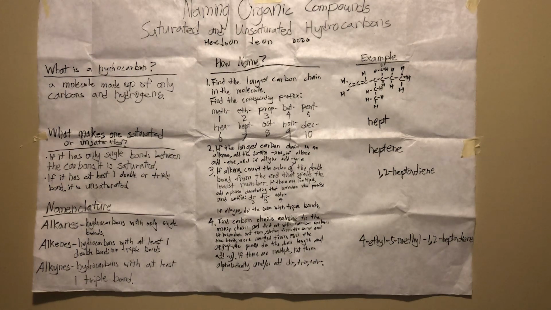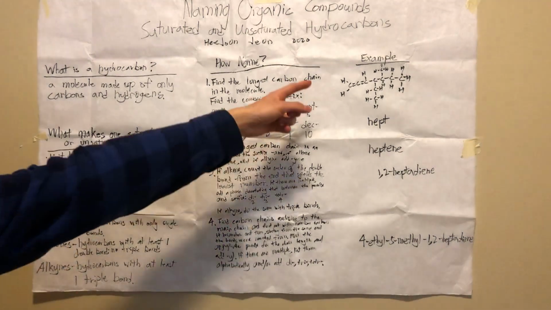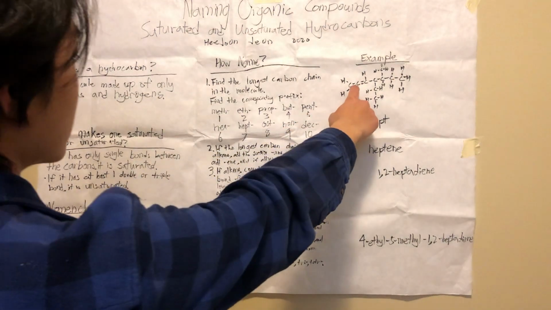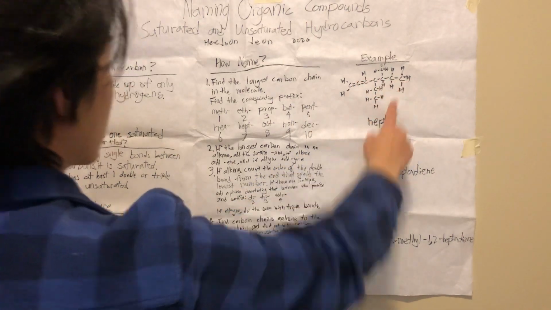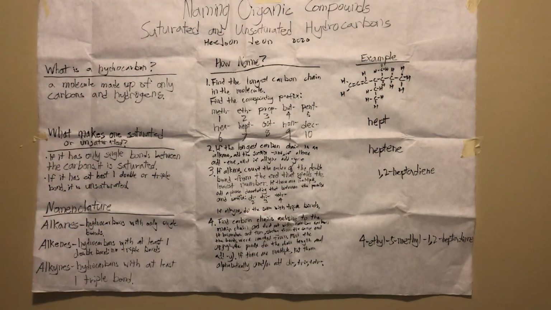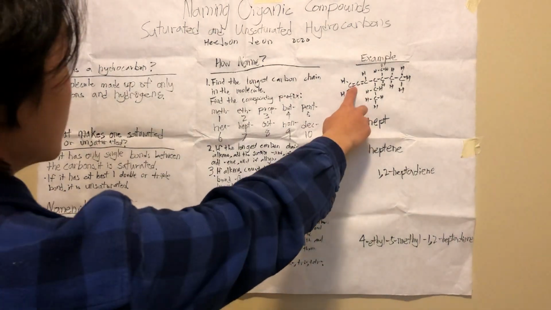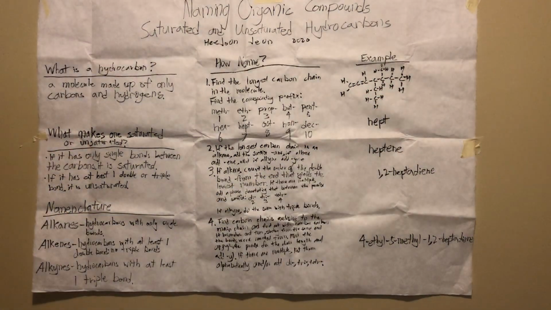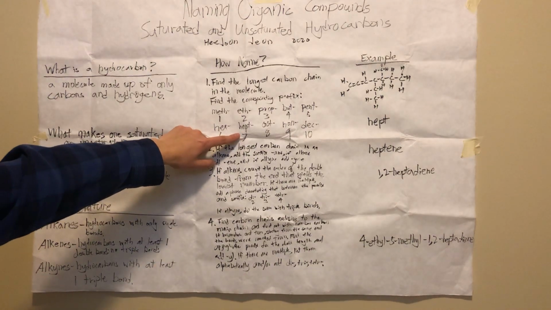So how do you name them? I'll use this example right here to help guide this explanation. So first you find the longest carbon chain in the molecule. And as you can see here, the longest carbon chain is the one that runs across horizontally. And then you find the corresponding prefix according to the number of carbons. And since it has 1, 2, 3, 4, 5, 6, 7 carbons in the longest chain, use the prefix hept.